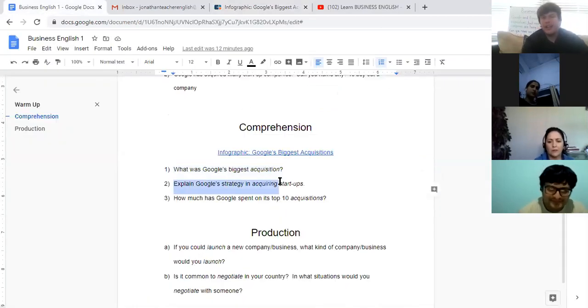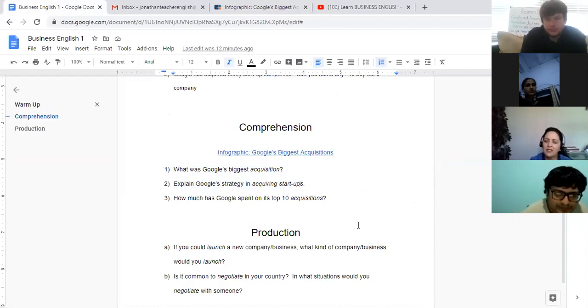Number 2, explain Google's strategy in acquiring startups. Perla, could you maybe try to answer what seems to be their strategy in acquiring startups? It's because I don't really have clear the meaning of startups. Startups are these small companies that are purchased by large corporations like Google. Oh, okay. Well, I don't really know the strategy.